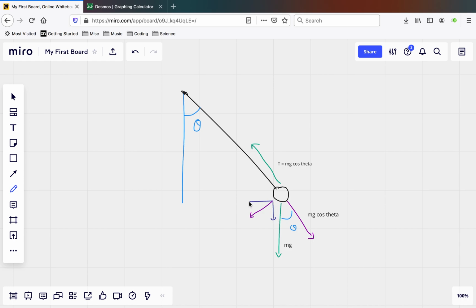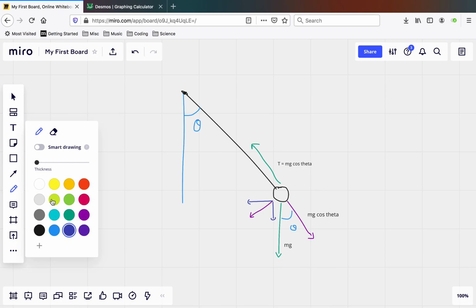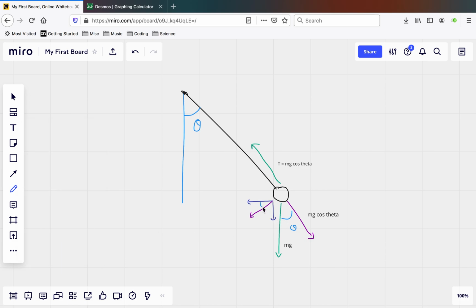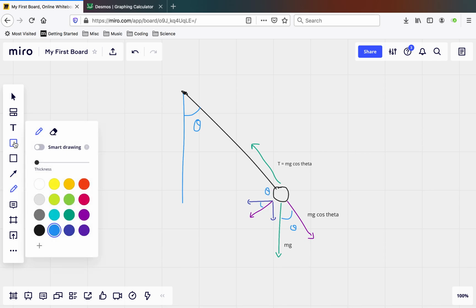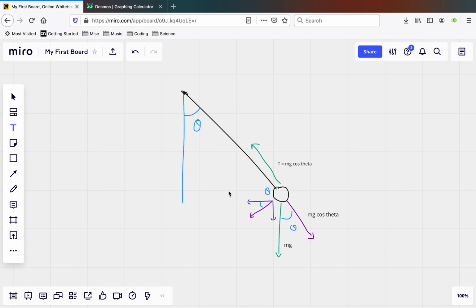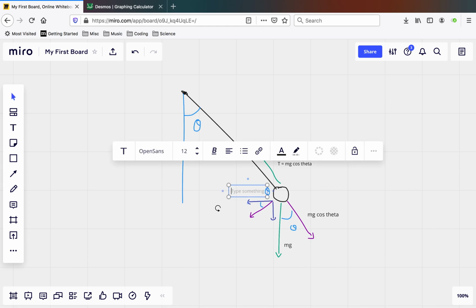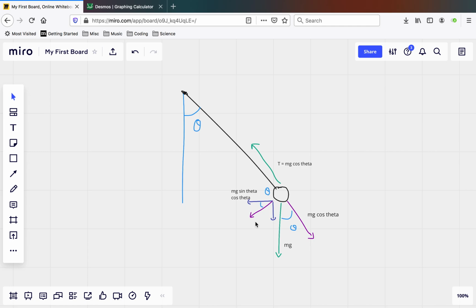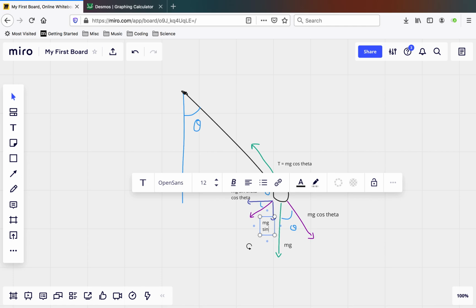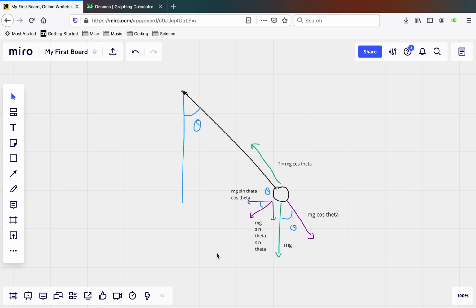So now we have the components here, which are parallel to the y-axis and parallel to the x-axis respectively. And notice that this angle is theta, and this angle is pi over 2 minus theta. So the magnitude of this force is, bear with me here please, this is mg sine theta cosine theta, and this here is mg sine theta sine theta. And there we go, we made it wider.